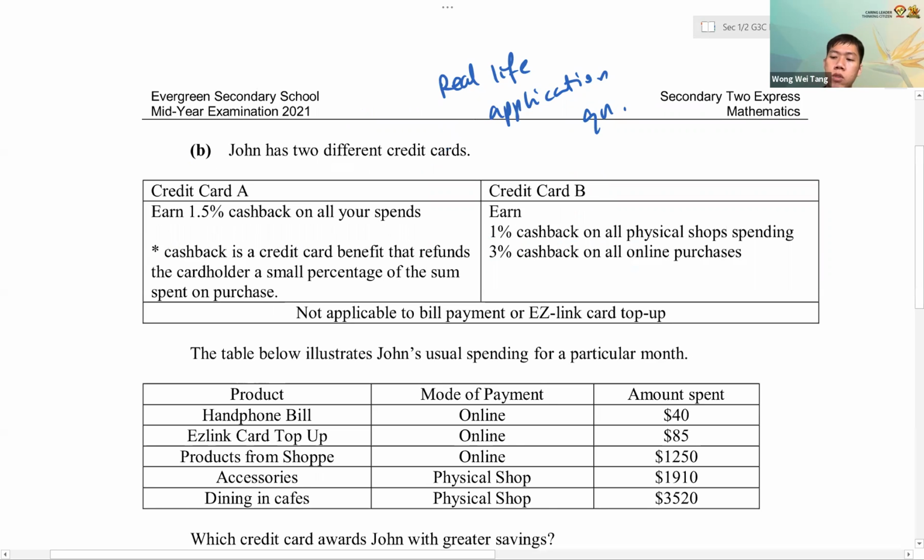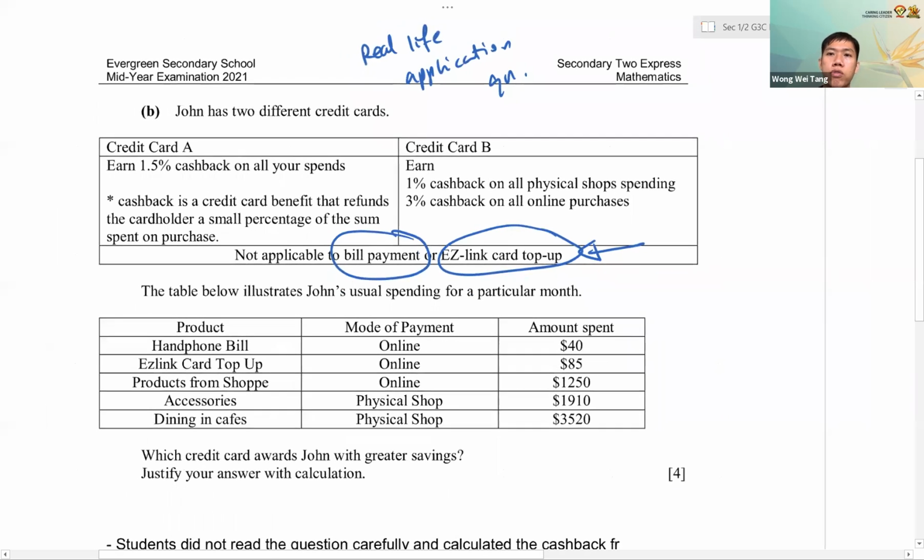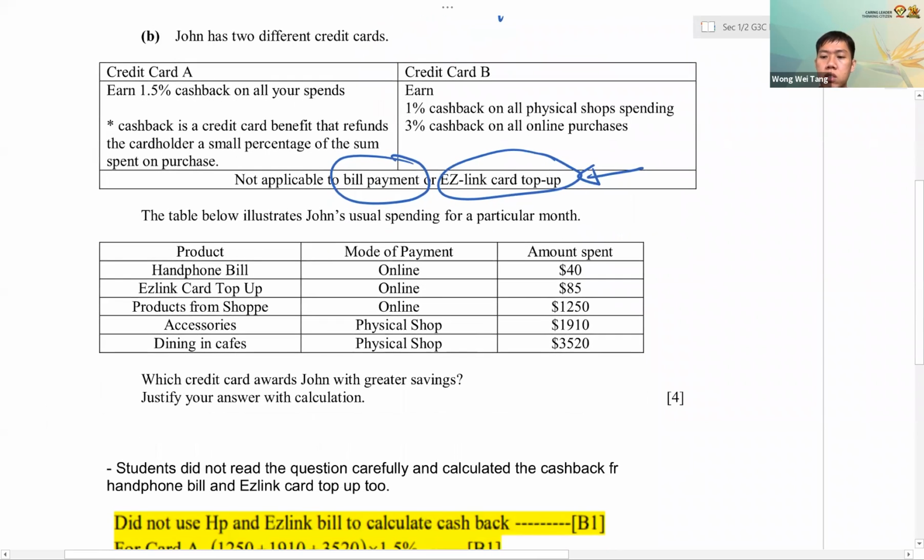So now, there's another part to it. It says that for both credit cards, this cashback is not applicable to bill payment. So your electrical bill, your handphone bill, gas bill, water bill, not applicable for cashback. EZ-Link card top-up, also not applicable for cashback. Okay, so now with this, let's look at John's spending for a particular month. We see that for different items, he has different modes of payment and different spending. So which credit card will reward him with greater savings? Justify with calculation. You have to show the calculation of how you arrive at a decision.